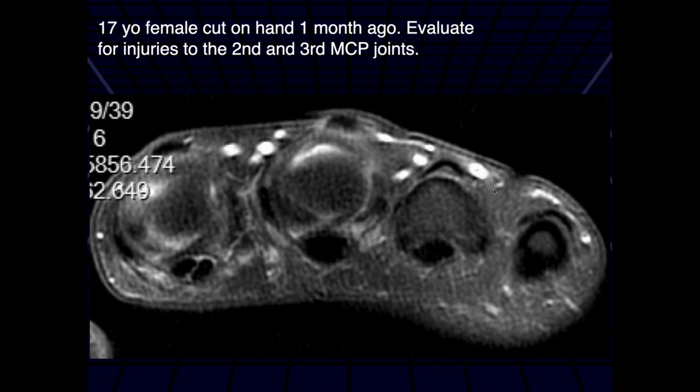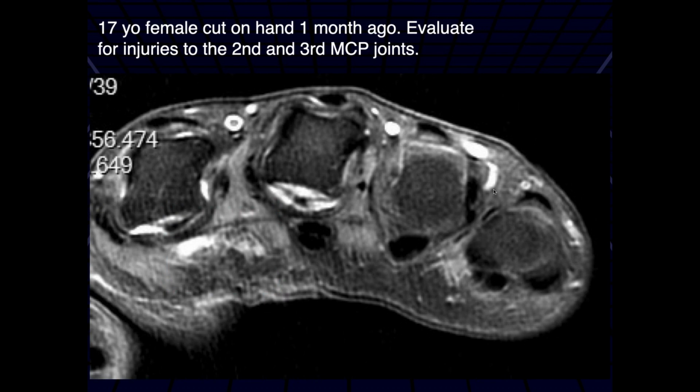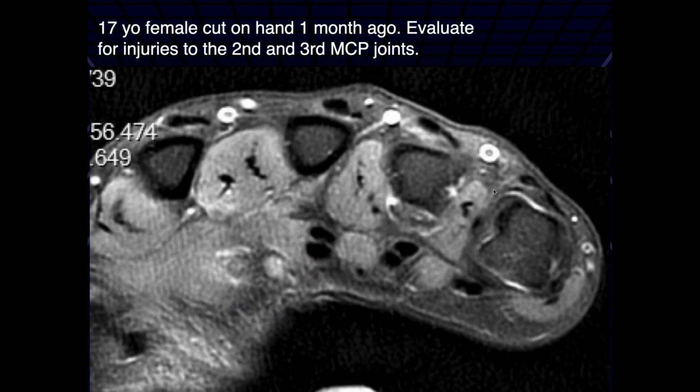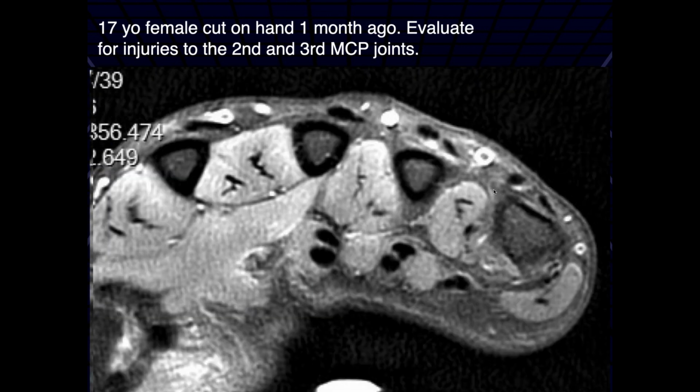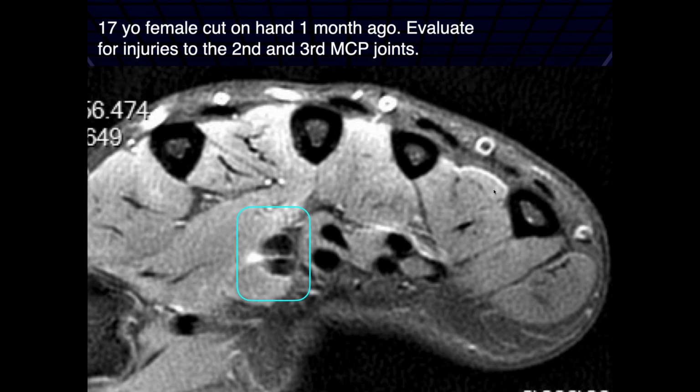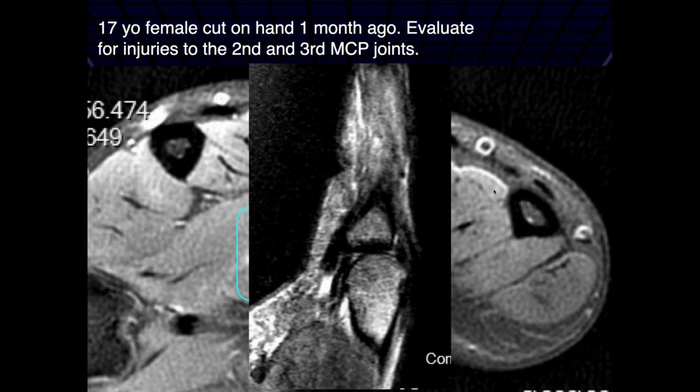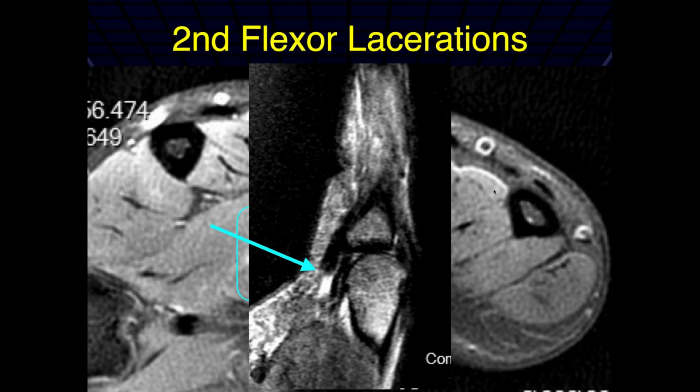17-year-old female cut on hand 1 month ago, evaluated for injuries in the second and third MCP joints. Looking at the second digit flexor tendons there, there could be a split tear there. Yeah, so they're absent, concerning for a tear and some retraction, still absent. More proximally, yeah, and there they are. Yeah, we can see discontinuity there. It's a full thickness tear.